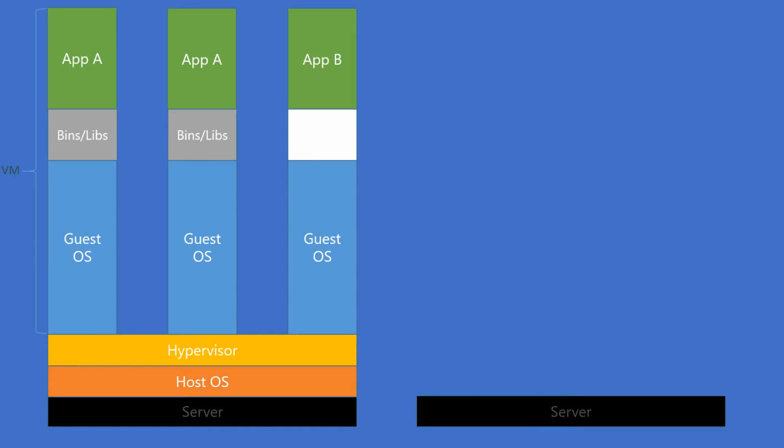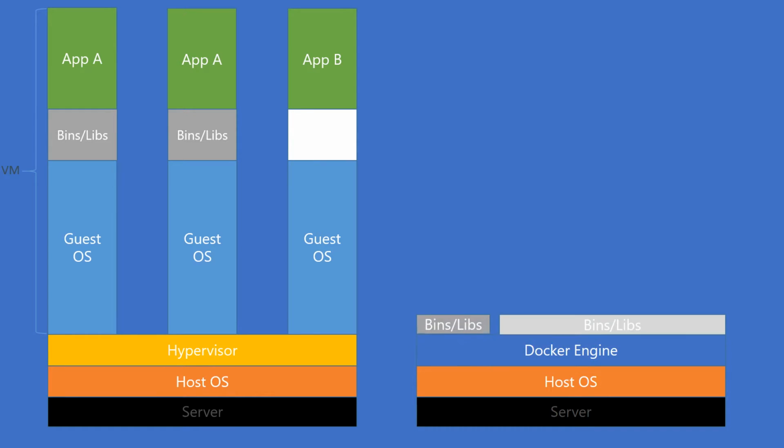So what are containers? Containers have similar resource isolation and allocation benefits as virtual machines, but a different architectural approach allows them to be much more portable and efficient. Containers, shown on the right, are quite similar to virtual machines, but instead of a hypervisor, there is an engine, known as the Docker engine.